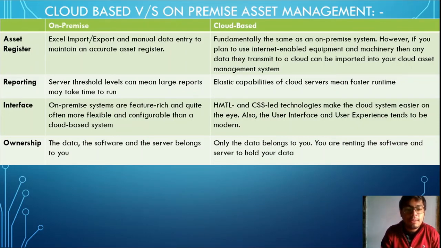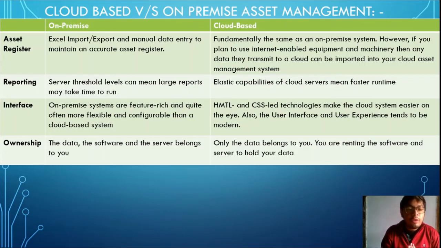Interface. On-premises systems are feature rich and quite often more flexible and configurable than a cloud-based system. And when we are talking about cloud-based, HTML and CSS-led technology makes the cloud system easier on the eye. The user interface and user experience also tend to be more modern.